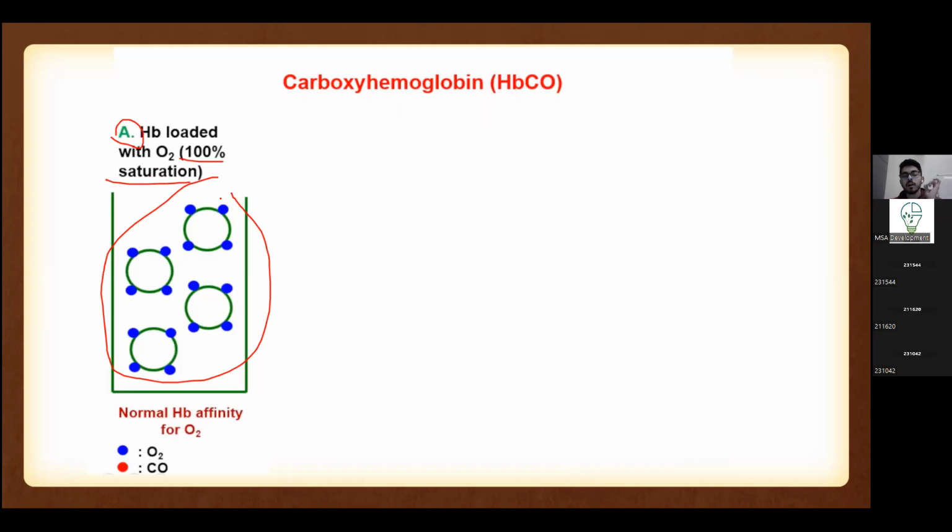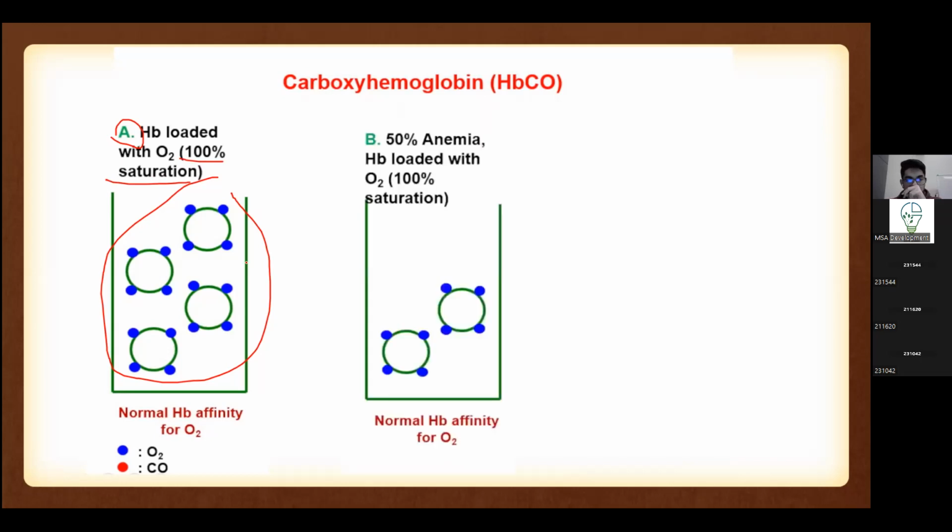Okay. The second picture here shows that we have a 50% anemia, but all the remaining binding sites are occupied. Remember when I explained the example about the 6 hemoglobin molecules and 3 of them were destroyed, but saturation was still 100, but concentration was half. This is exactly the same thing, but now instead of my example of 1 hemoglobin that can only bind 1 molecule, now it can normally bind 4. Okay.